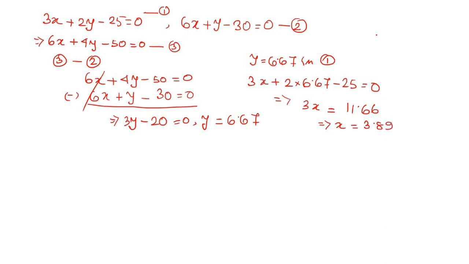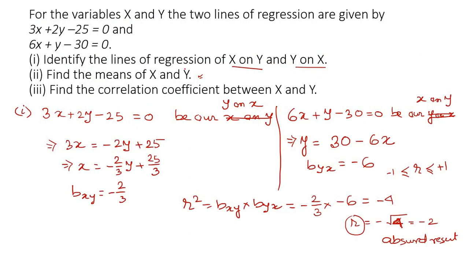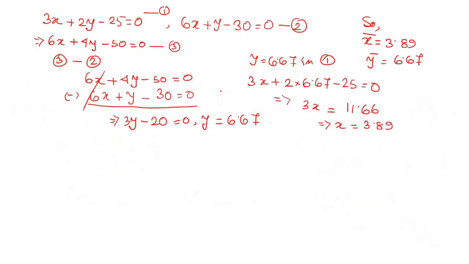So what we get from this is that these two lines pass through the average, x bar and y bar, that is the point of intersection. x bar is 3.89, and y bar is equal to 6.67. So this is the second part of the problem, that is we have now found out the means of x and y. Now we have to find the correlation coefficient between x and y.